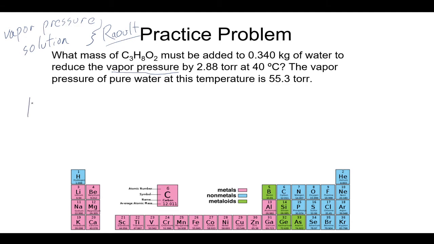Right? And Raoult's law again says that the pressure of the solution, the vapor pressure, is the mole fraction of the solvent times the pure pressure of the solvent.